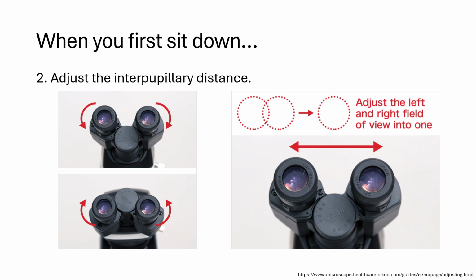Next, you will want to adjust the eyepiece interpupillary distance by rotating the base of each eye tube so that the left and right fields form one light circle when looking through the scope.